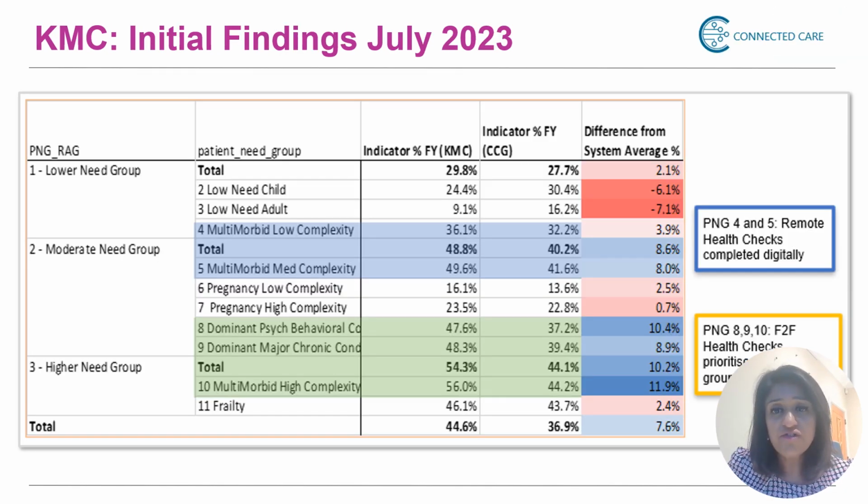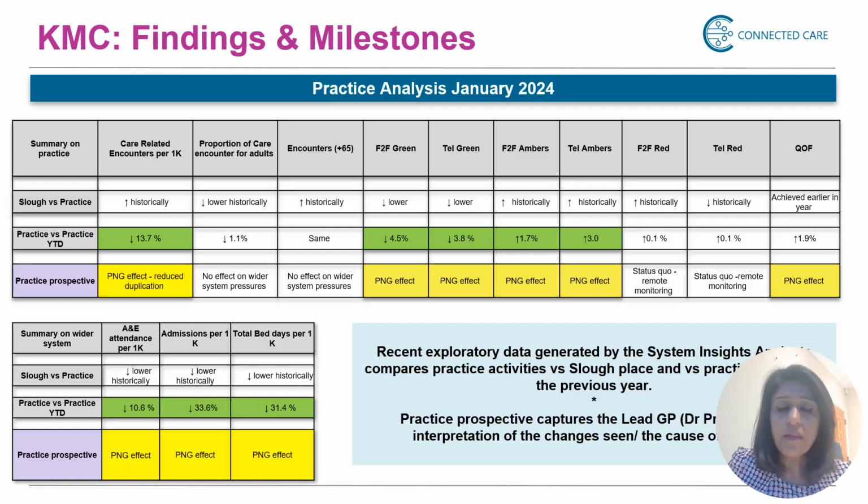So what did we see? In July 2023, what we saw was that we'd seen 10% more of our most complex patients compared to the rest of the system. And we'd also seen 8% of the 4s and 5s using digital. That minus 7.1 in low need adults with cervical smears, which would not affect winter pressures, and there was a seasonality to this, and minus 6.1 was the low need children that we were bringing in August 2023 in the summer holidays. What did we see within our practice?